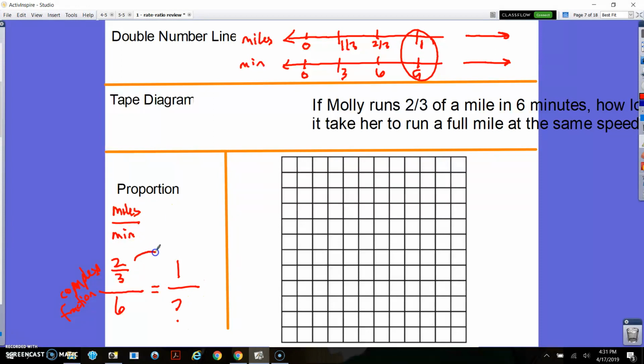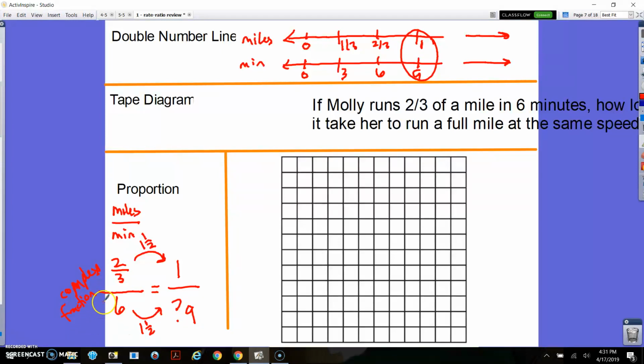So I would have to see, what am I multiplying 2/3 by to get 1? You guys are good at doing that on your calculator. I happen to know I'm multiplying by 1 1/2, because a half's another third. So I'm multiplying this by 1 1/2 to get to 1 mile. And so I'm also going to multiply this by 1 1/2. And it's going to give me 9 minutes.